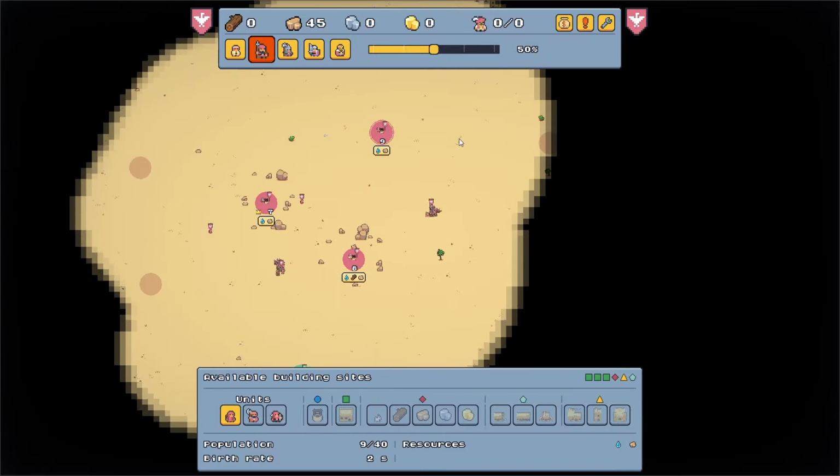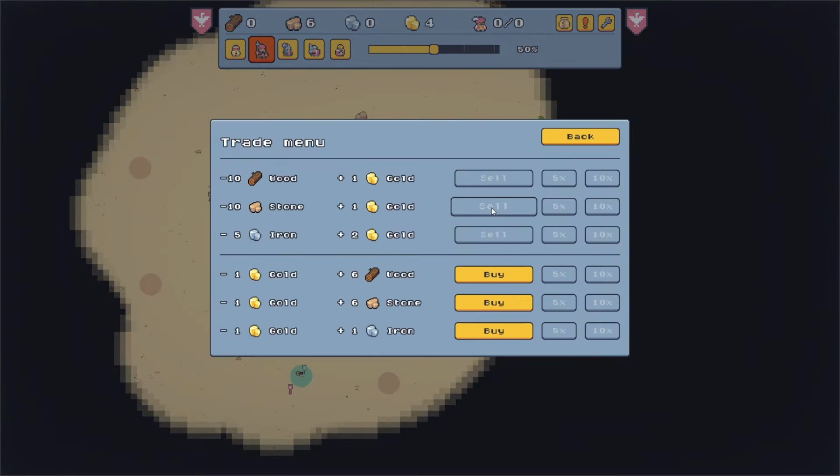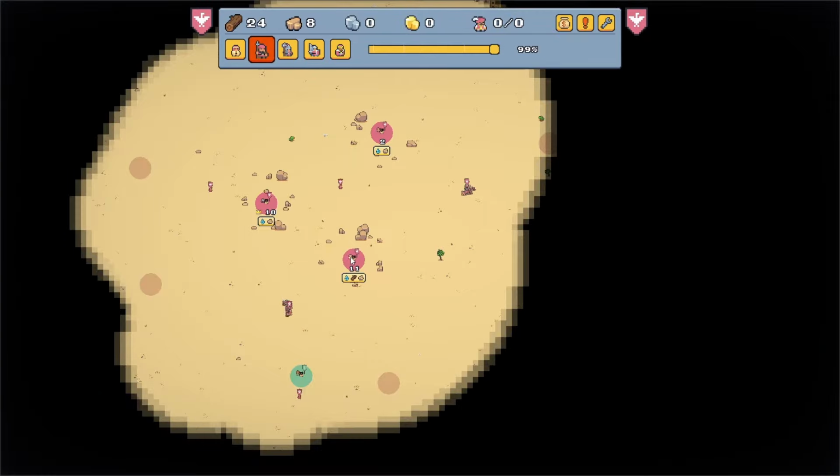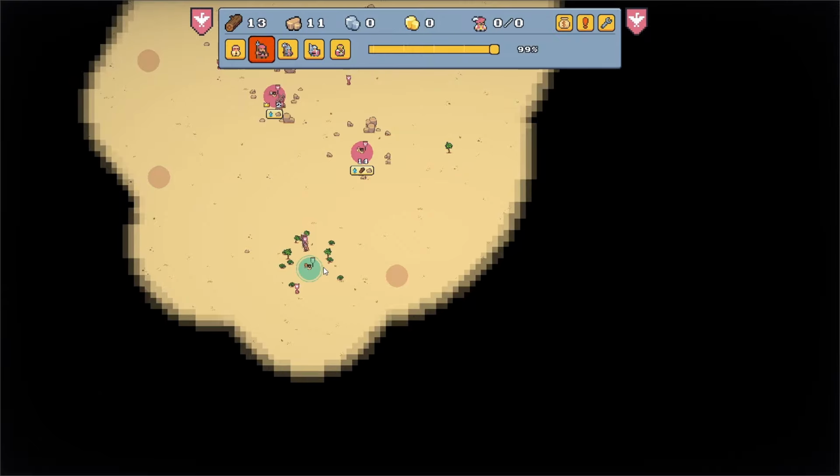We have stone coming out of our ears now, but not much else going on. I think what we probably want to be doing is selling some stone and buying some wood, so we can actually send out spearmen when we go for a place. There we go. Good wood, perfect.